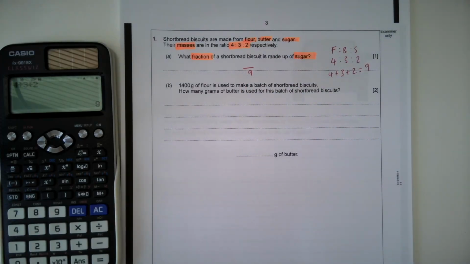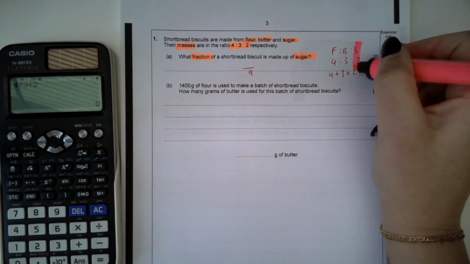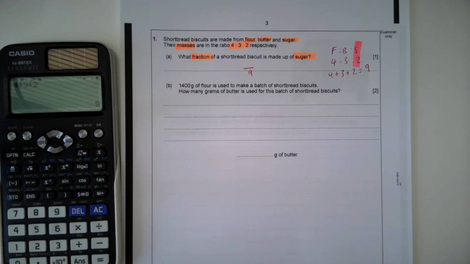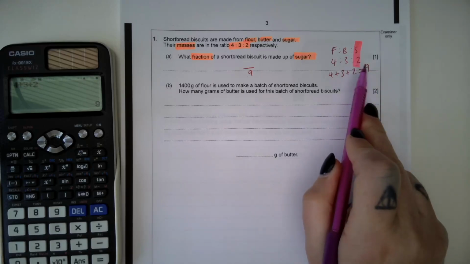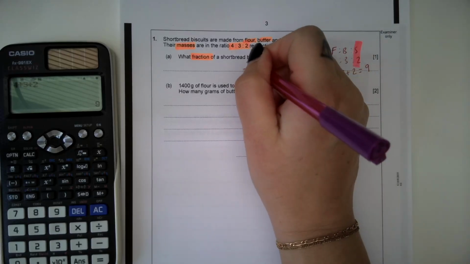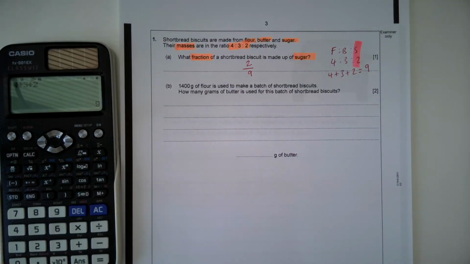We are particularly interested in sugar. Now that we've labelled the ratio, we know that that part of the ratio is sugar. So 2 of those 9 parts are sugar. So 2/9 is our fraction of a shortbread biscuit that is made up of sugar.